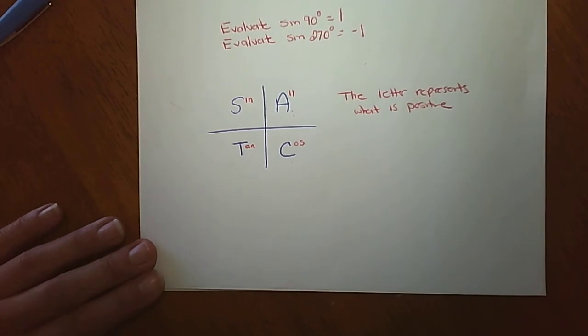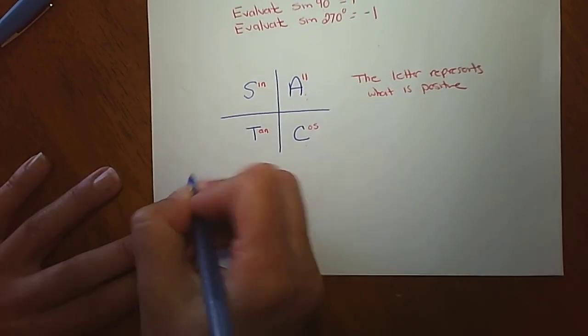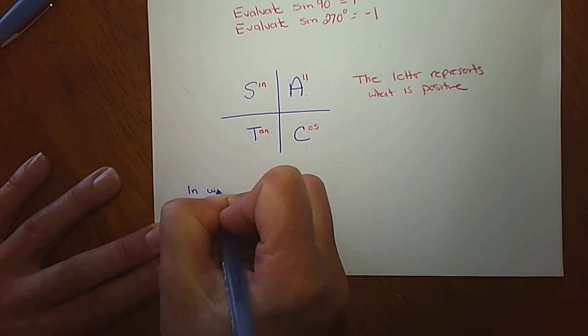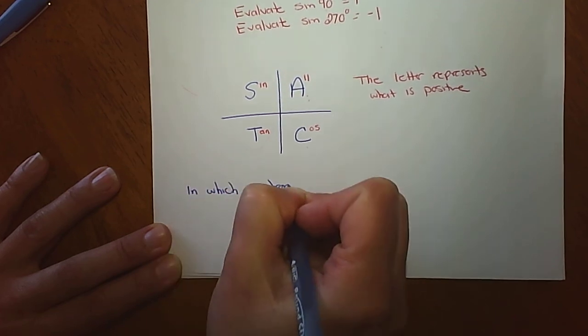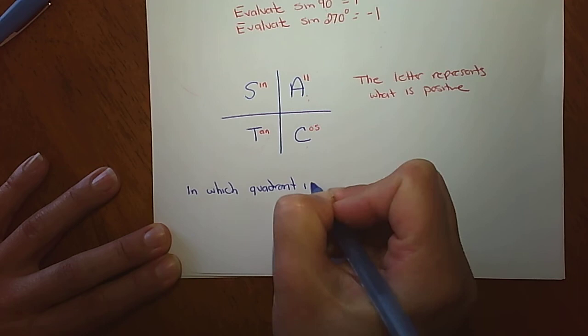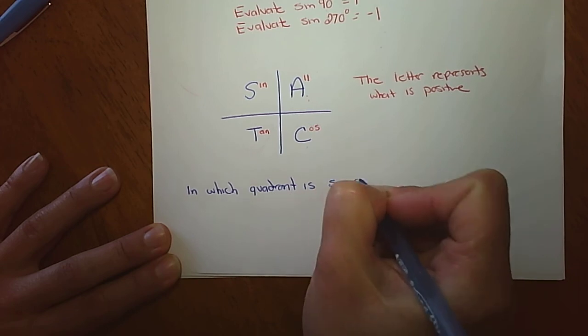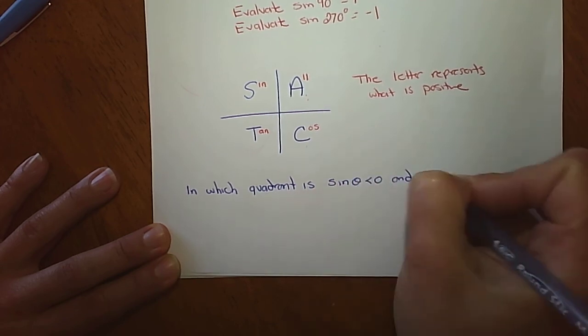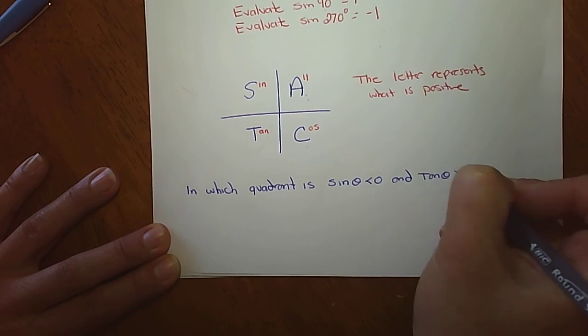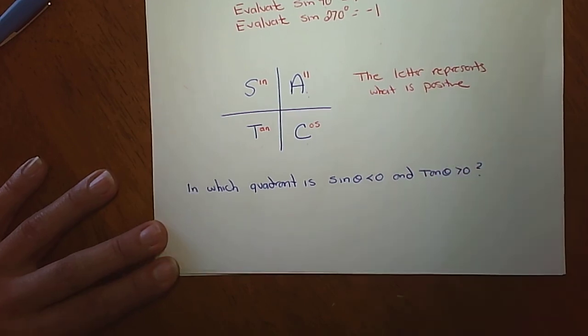So let me show you how you could ask questions. I could say, in which quadrant is sine theta less than 0 and tan theta greater than 0? All right, so let's talk about this question.